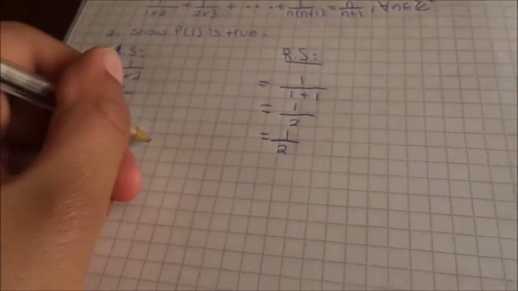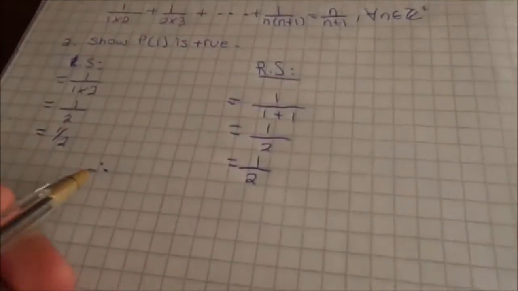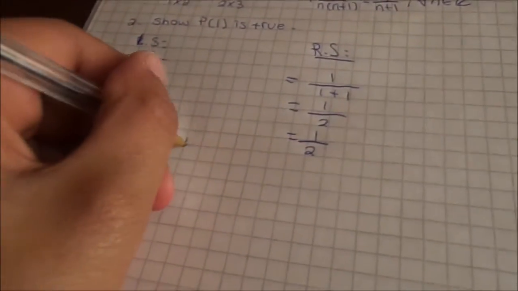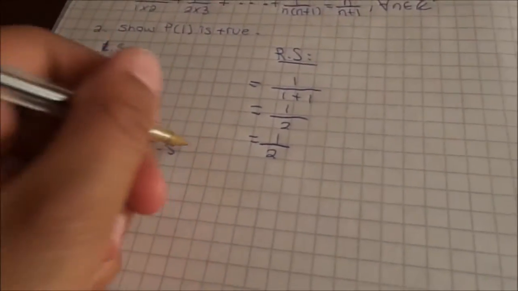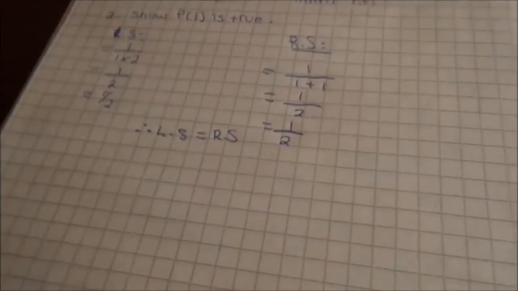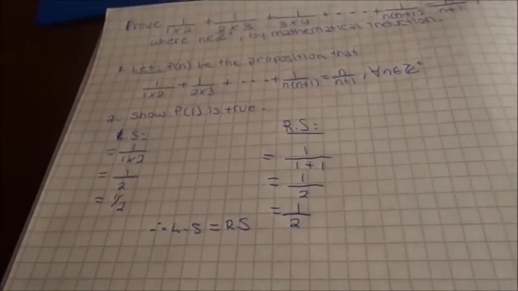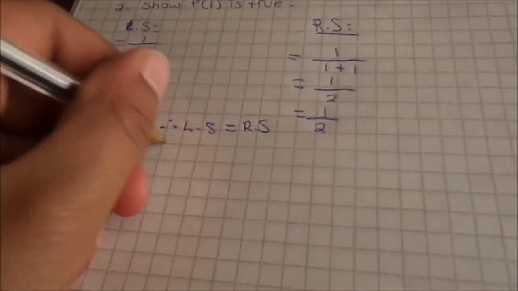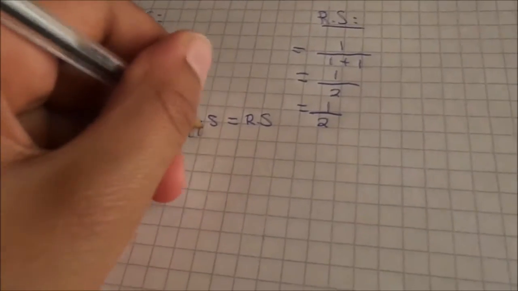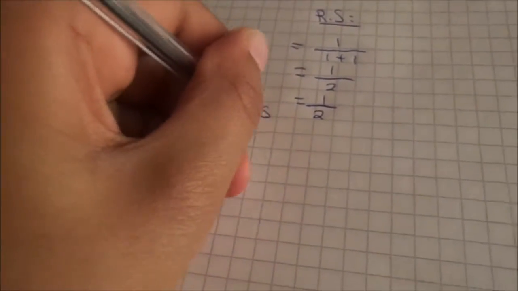So let me write that as a statement. This symbol, by the way, means therefore. Therefore, left side equals right side. Sorry, this is a bit messy, guys. And therefore, P1 is true. So I'll let you guys see that again.